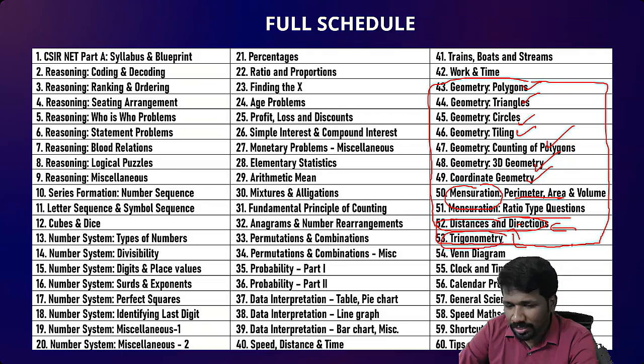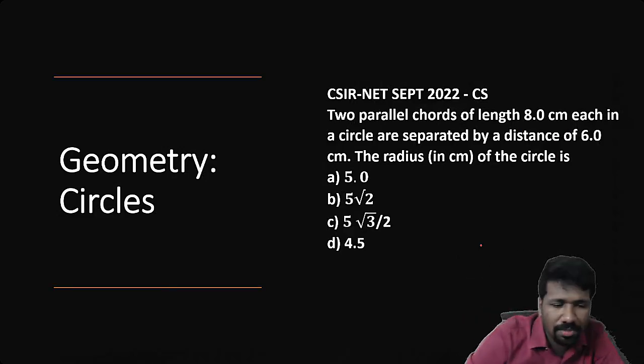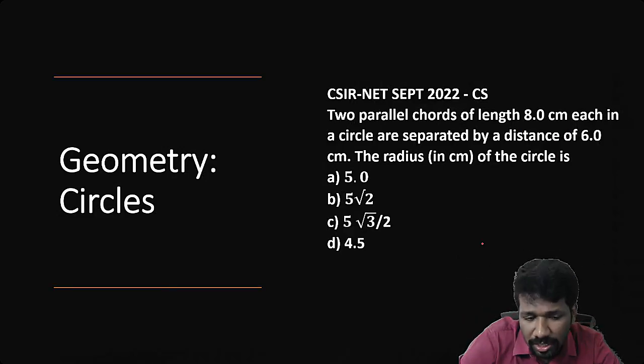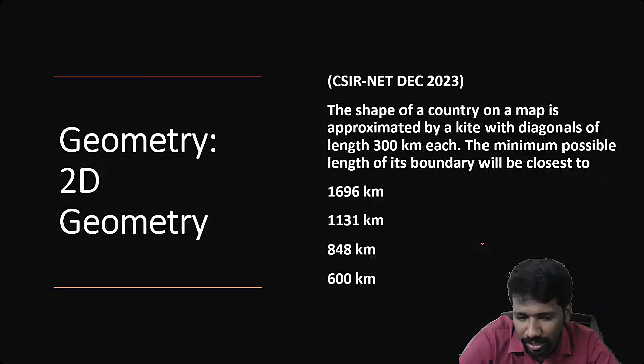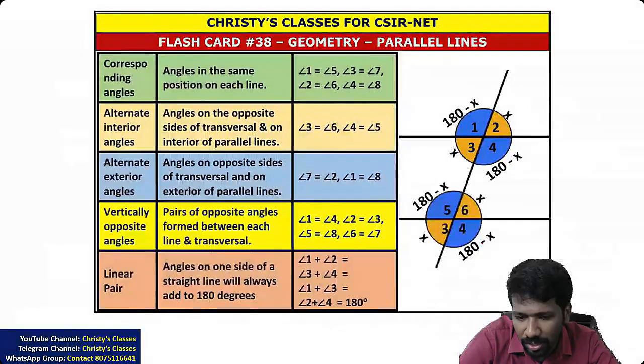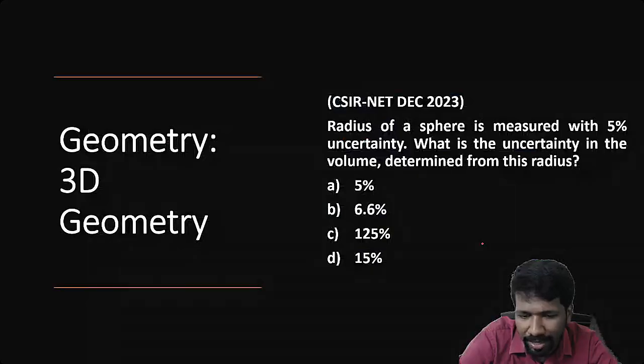Then distance and direction का कुछ variation question है where you have to use trigonometric ratios to solve it. Geometry का कुछ examples I will show you. ये circles related question है, circle theorems, it is important. Tiling related question, December 2023 question on tiling. 2D geometry वाला question example है, and parallel line, polygons, all these ideas will be separately discussing there.